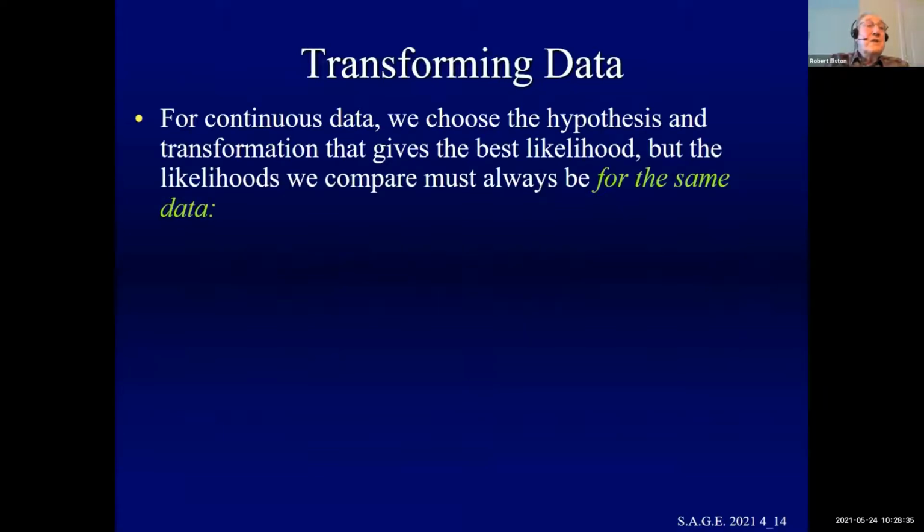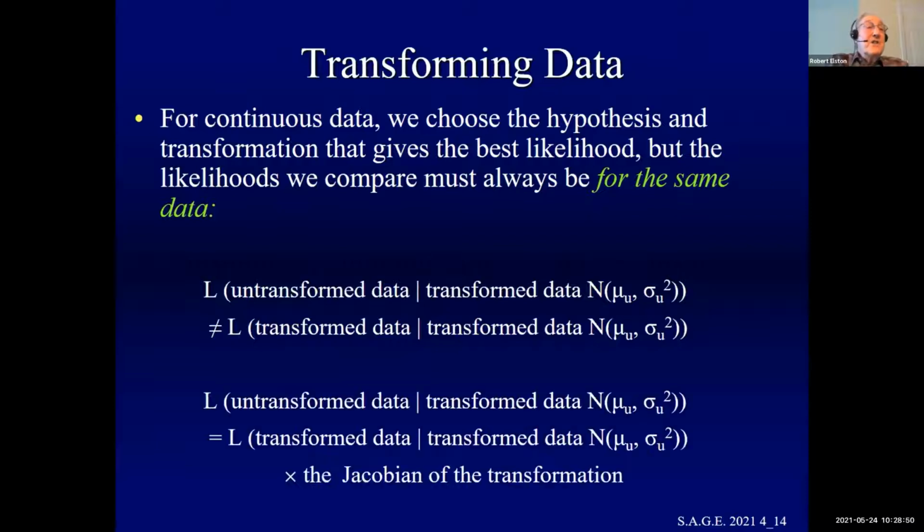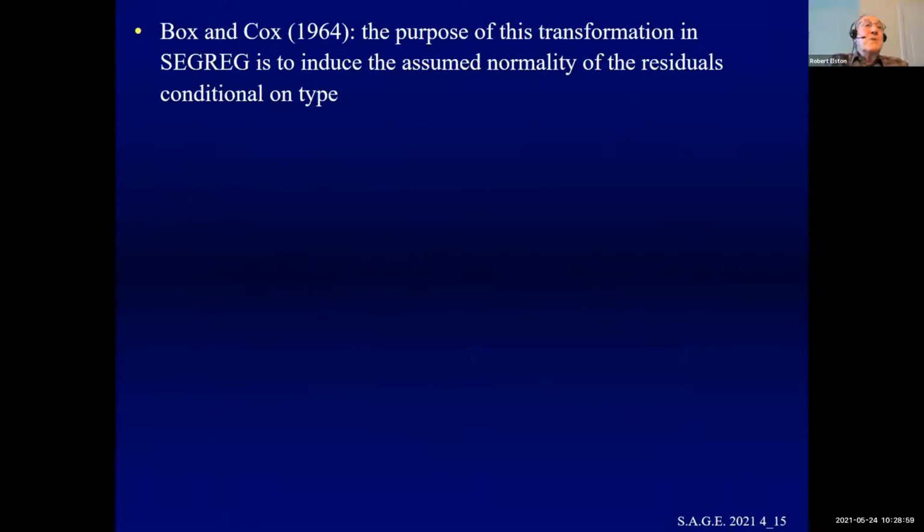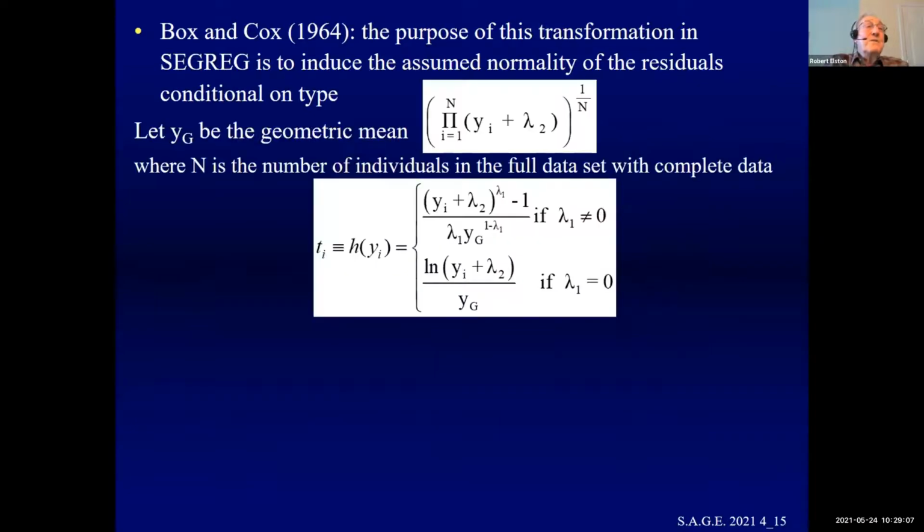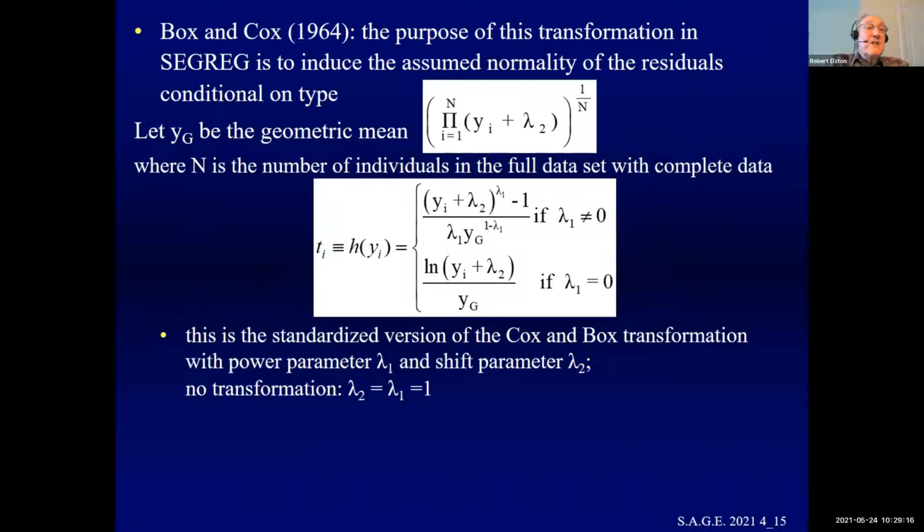Transforming data, we've been through, and I can go through some of this fast because we've been through it before. For continuous data, we choose the hypothesis and transformation that gives the best likelihood, but the likelihoods we compare must always be for the same data. So you have to multiply by the Jacobian, as we went through before, and S.A.G.E. does all this for you. The Box and Cox transformation tries to induce normality of the residuals, conditional on type, or genotype if you're looking at genotypes.